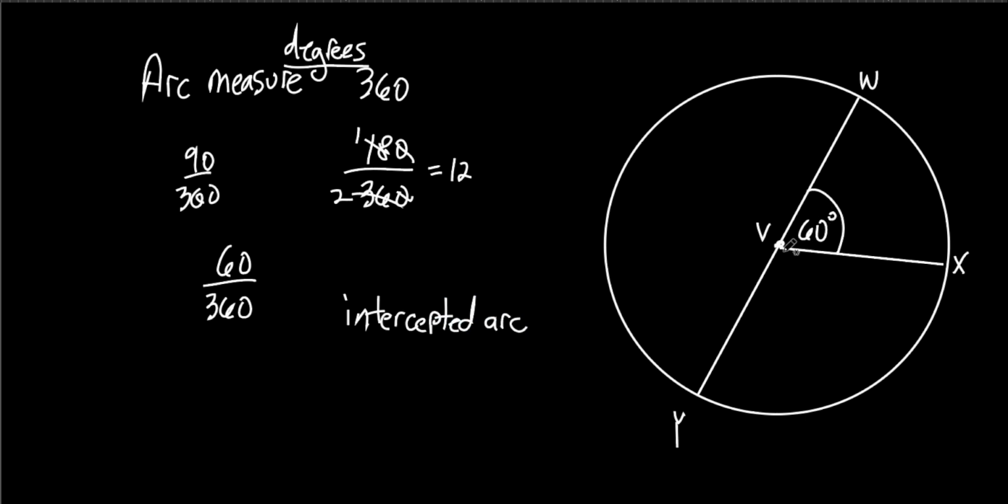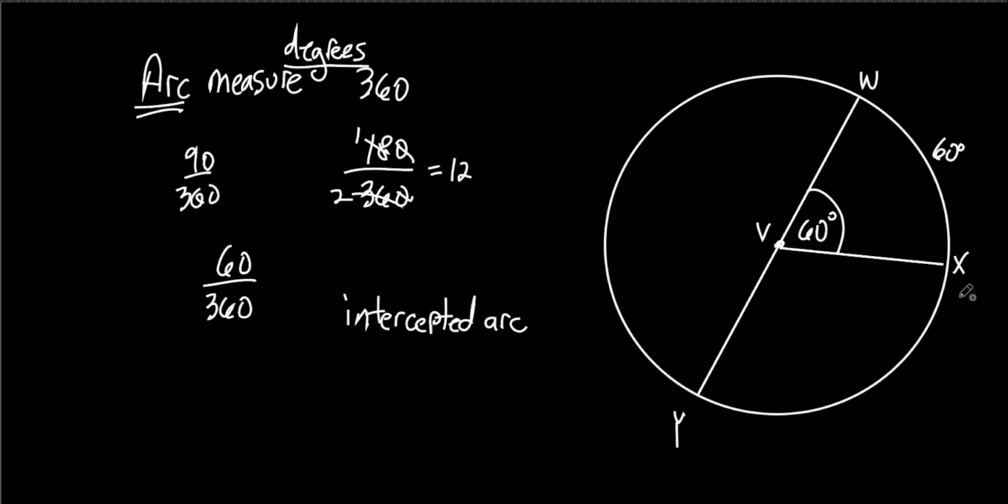Watch. This is only true about a central angle. We're going to talk about other angles in a circle some other time, not today. But when we have a central angle, if it cuts off this arc at W and X, then this arc right here is also 60 degrees. And again, we measure an arc with degrees. This doesn't mean how long it is. It means the angle measure, or I shouldn't say angle measure. It's the arc measure.